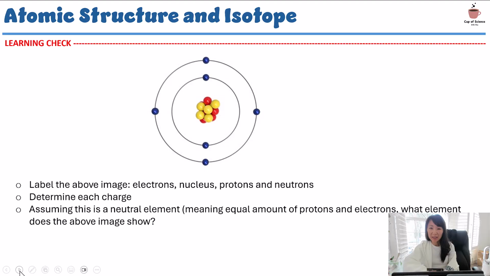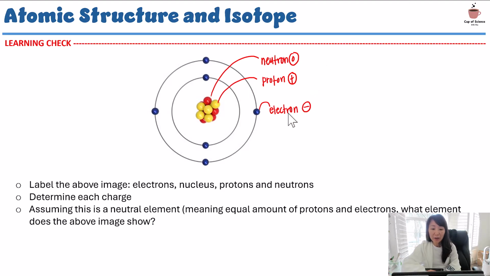With that, let's do a learning check. First one, you want to label the above image as electron, neutron, and protons. Determine each charge of those. And assuming that this is a neutral element, meaning that this whole thing has an even amount of electrons and protons, they're equal in amount, what element does the above image show? Let's try this and come back, check the key. I'm going to do the last one with you. Come back, and here is a portion of the key.